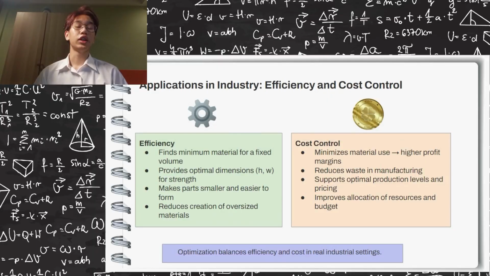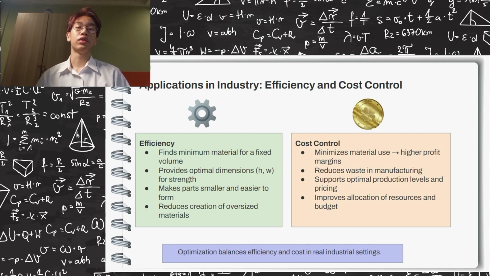Now, what are the applications of mathematical optimization in industry? Well, its first application is that it helps to increase efficiency. This is because it helps to find the minimum material for a fixed volume, like we did just now in the question. This is helpful, for example, if a candy manufacturer has to create a box that can hold a certain volume of candy, but with no fixed shape. Mathematical optimization can then help him to minimize the amount of material used for the same amount of volume.